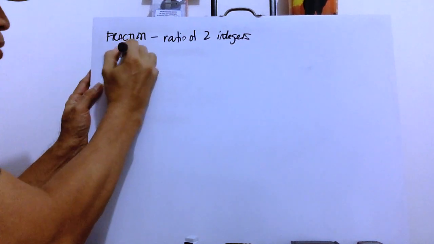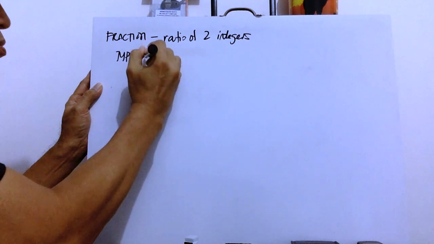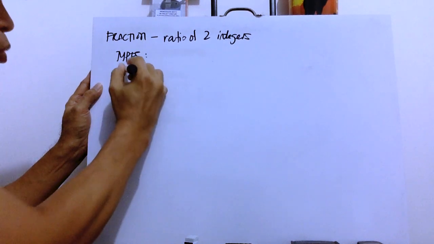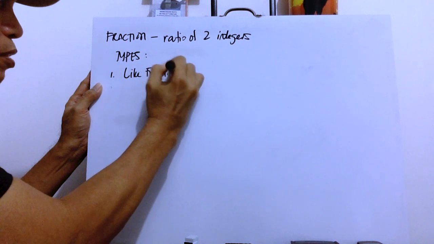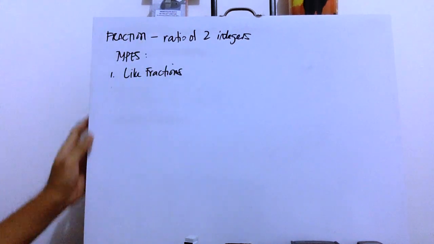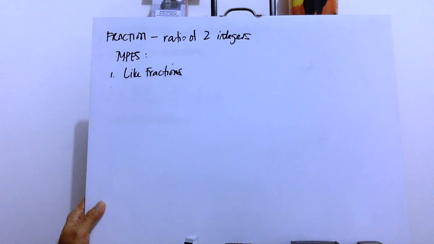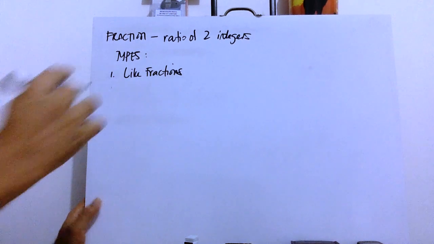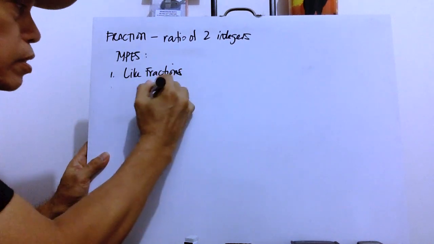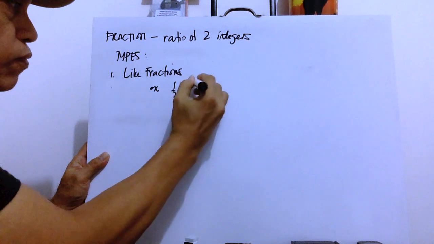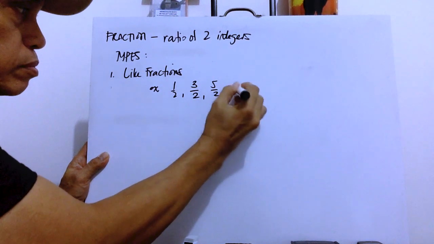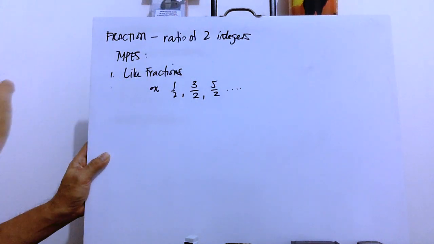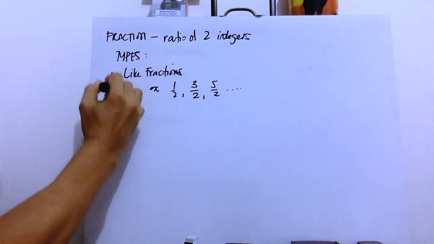And what are the types of fractions? Number one, we have the like fractions. Okay, these fractions are fractions whose denominators are the same. Okay, for example, 1 half, 3 over 2, 5 over 2. There. So those are like fractions.